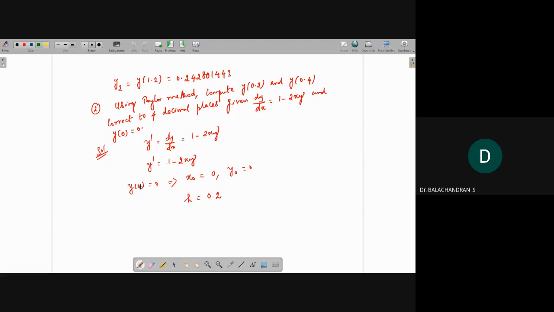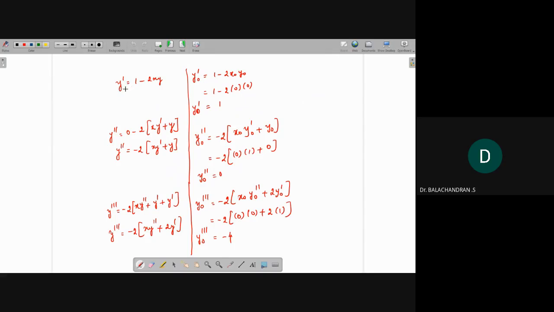So y of 0 equal to 0 means x naught is 0 and y naught is 0. So h is equal to 0.2 because y naught is 0, y1 is at 0.2 and y2 is at 0.4. The common difference is 0.2, so h is equal to 0.2. Next, y dash is given in the question, so you need to find y double dash. So 0 minus 2 into, by the uv rule, x into y dash plus y into 1, if you differentiate x. So y double dash is equal to minus 2 into x y dash plus y.